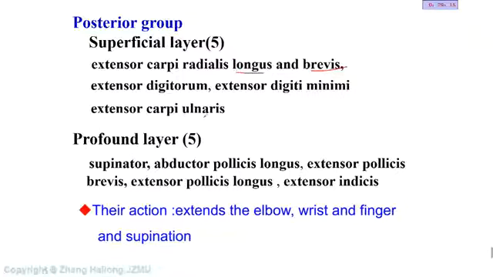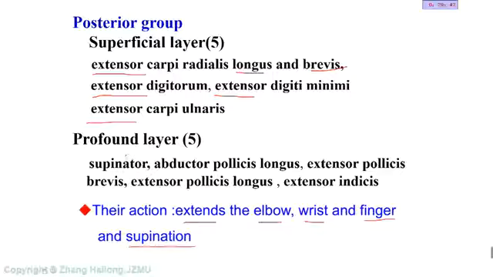You see, all the muscles have the same word, extensor. So they have the same function, extension. They can extend your elbow, your wrist, and the fingers. At the same time, they can supinate your forearm.